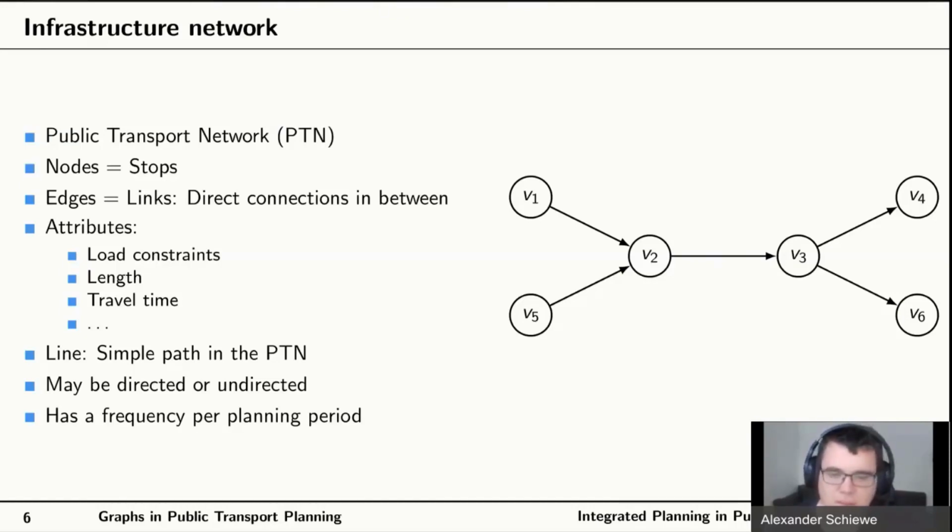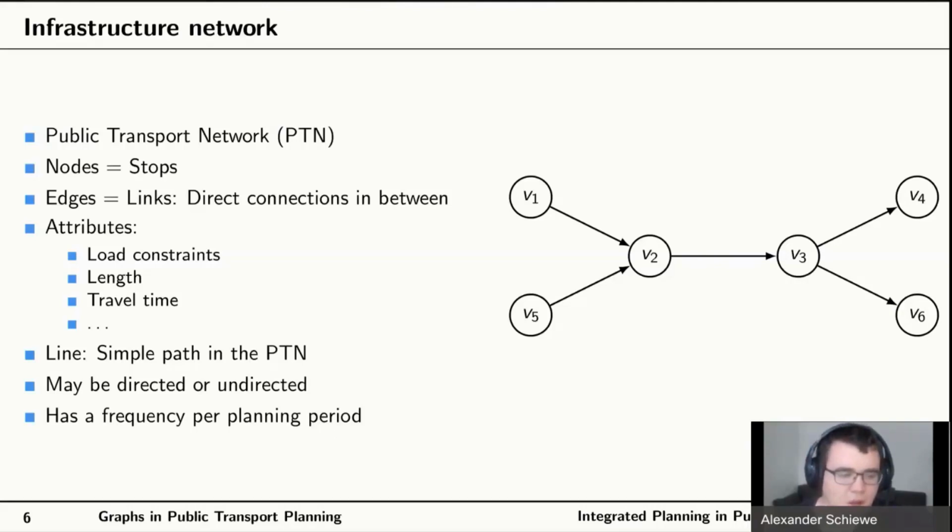These things may be directed or undirected. Just a short mention here. So you see here that I draw my links with edges, with arrows in one direction. So this may be single track rails or single track roads. But it may also be the case that we have undirected networks, which is often the case when we're looking at street maps. Then you can drive most streets in both directions.